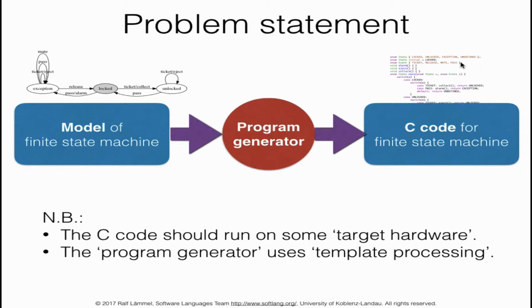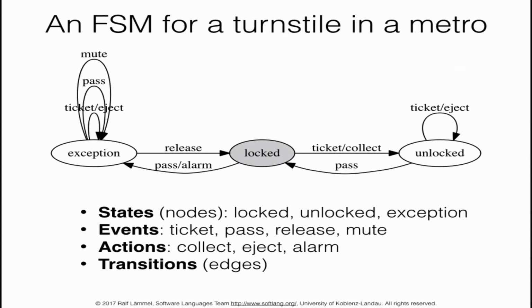So the program generator that I want to present here is going to use template processing. That's going to be the interesting bit. So here's a sample finite state machine. It describes a turnstile as it's used in a metro system.